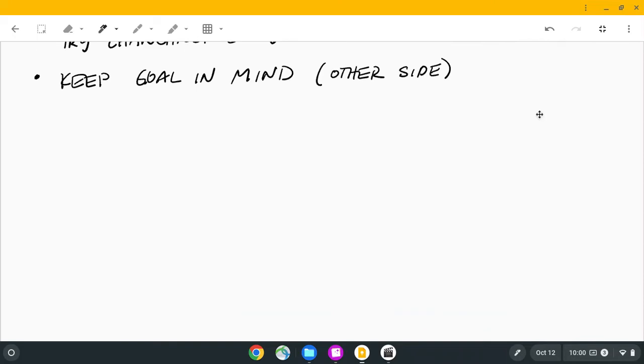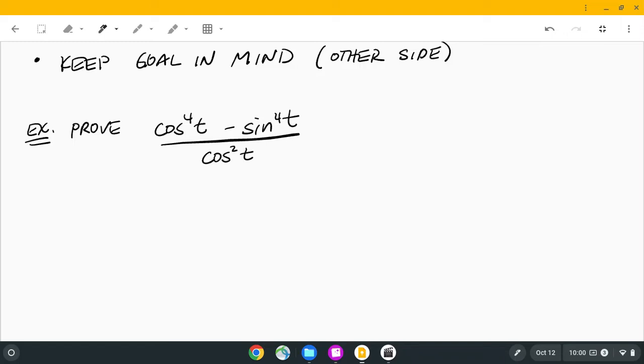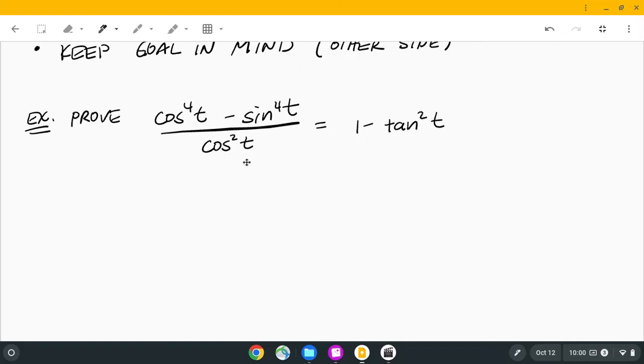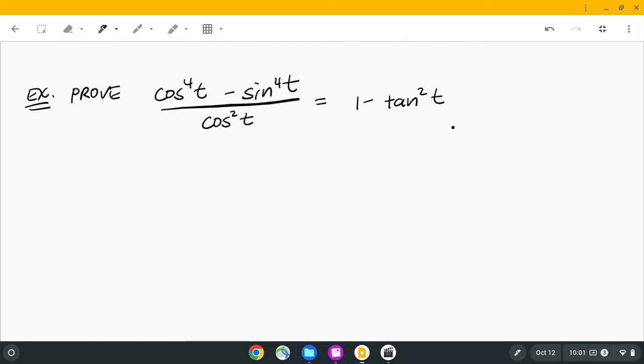All right, so let's take a look at some that might be a little bit more complex. Okay, so let's take a look. Let's go ahead and prove that cosine to the fourth t minus sine to the fourth t all over cosine squared t. Prove that that equals 1 minus tangent squared t. Okay, so definitely this side looks more complicated than this side. Okay, so I'm going to go ahead and choose the left.